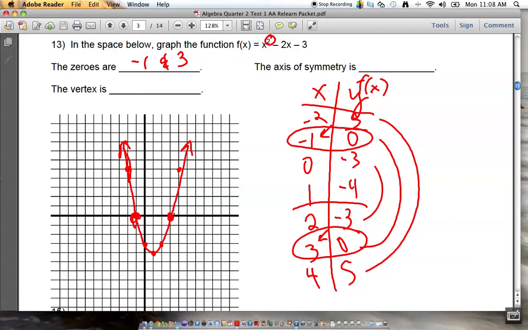The vertex is the coordinates of the turning point. The coordinates of the turning point are right here. It's +1 and -4. So the vertex is +1, -4.